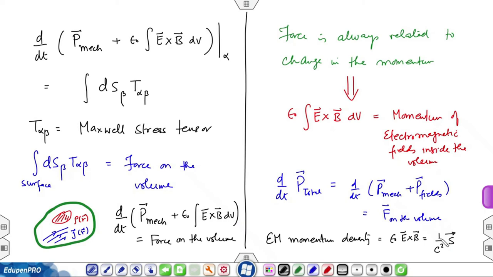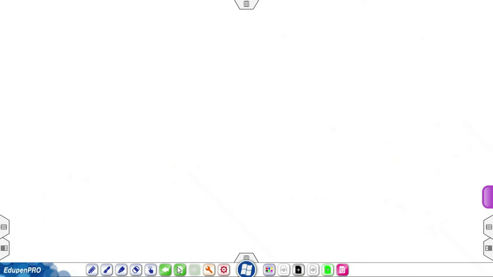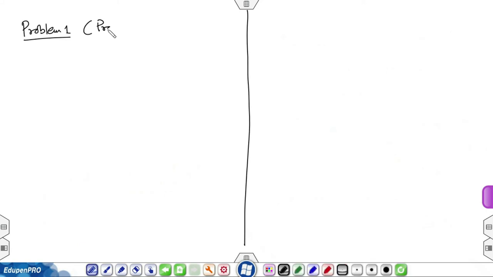The best way to understand this now is to solve a problem where momentum of electromagnetic fields is going to be transferred to a charge or a particle, and that will gain a mechanical momentum at the cost of electromagnetic momentum. So that will illustrate this entire concept very well. So let's solve a problem now. This is problem 6, Chapter 8 of Griffiths.